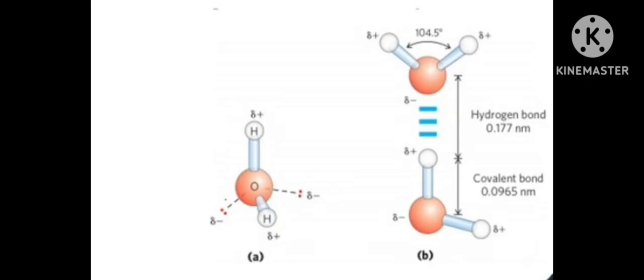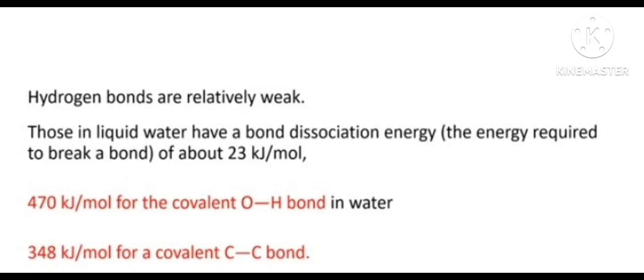Next slides are discussing how hydrogen bonds are relatively weak. The hydrogen bond in water has an energy of roughly 23 kJ per mole, which by comparison is the weakest. The covalent bond is 348 kJ per mole, roughly 15 times stronger than hydrogen bonds. So hydrogen bonds break and reform easily. That's why water is liquid and can flow.